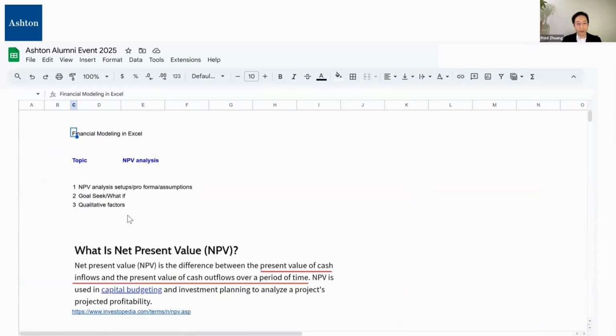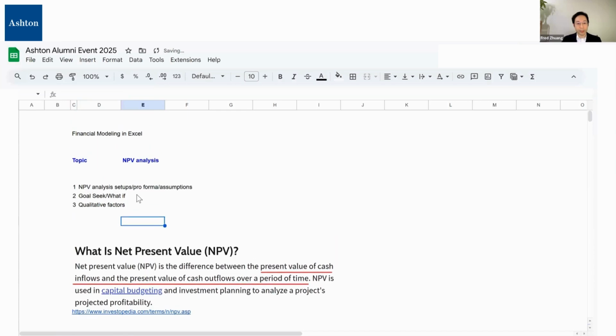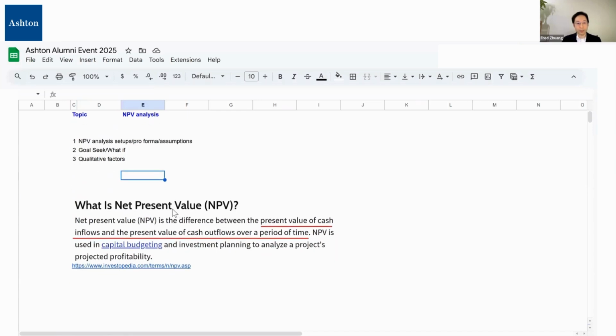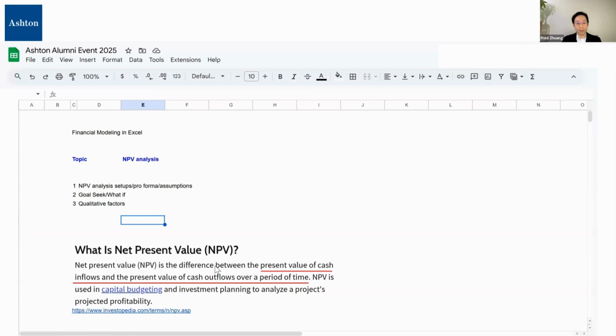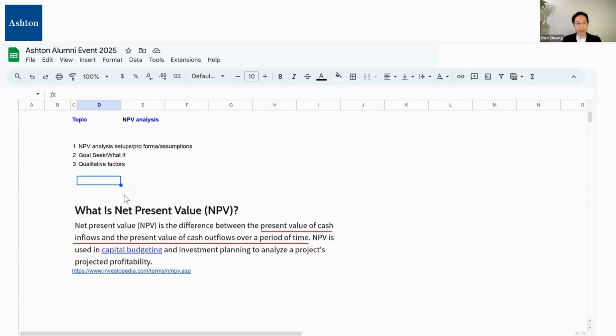So a quick overview on the NPV. By definition, NPV is to evaluate the present value of cash inflows and cash outflows. So the conclusion is that if the NPV is positive, most likely the project is adding value to the investor. If the NPV is negative, it means it's not adding value.